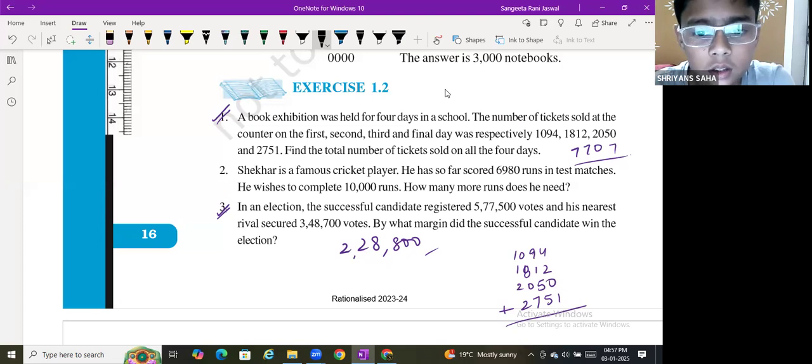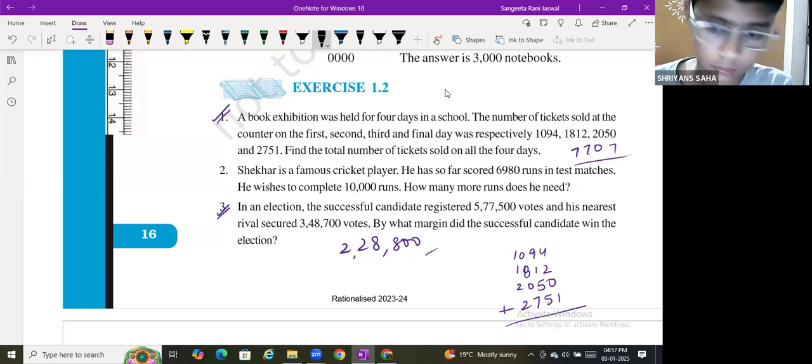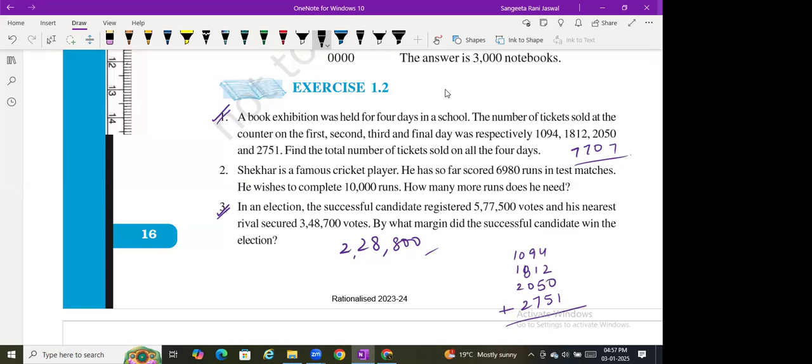In an election, the successful candidate registered 5,77,500 votes, and his nearest rival secured 3,48,700 votes. By what margin did the successful candidate win in the election? The two candidates got these many votes, right? So how many more votes has the winner got? Again, the same kind of question. What will you do here, Shreyansh? Subtract. Please do write down the statement.